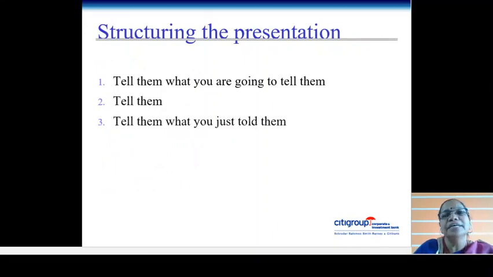Structuring the presentation. Whenever you are structuring your presentation, tell them first what you are going to tell them. Then tell them the content you have, what you wanted to tell, and then tell them what you just told them. Means what? Revise it or retell it again.